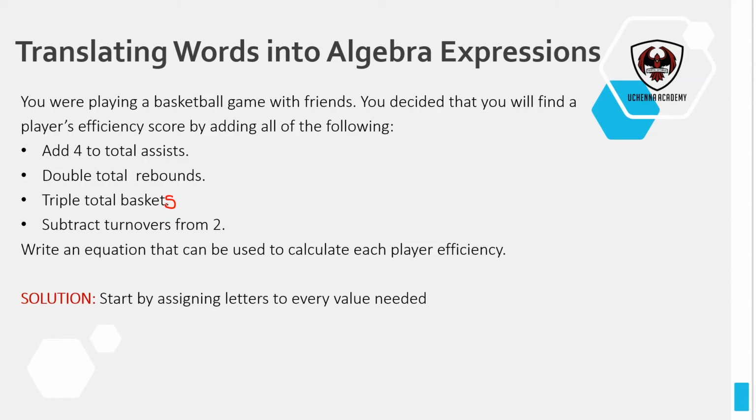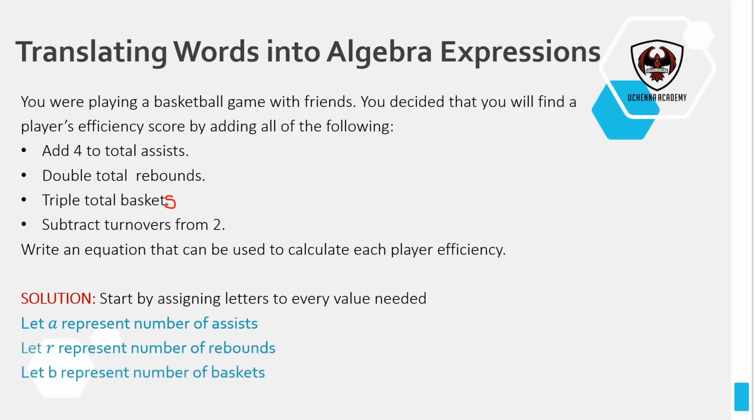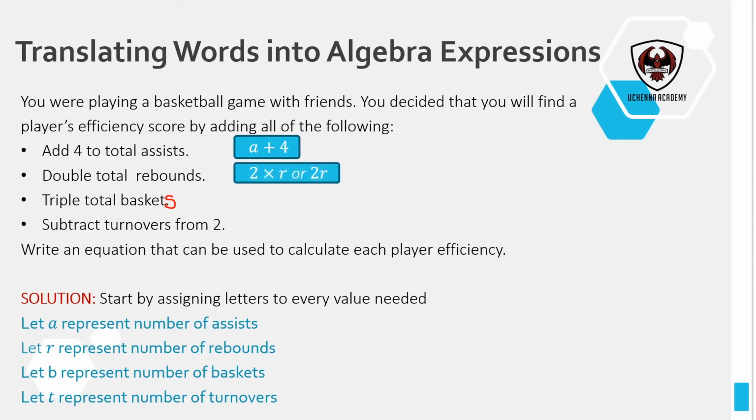So the solution is, first, we're going to start by assigning letters to every value that's needed. So A can represent assists. We'll need rebounds here. So R can represent number of rebounds. B can represent number of baskets, and T can represent number of turnovers. And now let's try and come up with a math expression for each one of these. So add 4 to total assists. A plus 4 can represent that since A is the number of assists. Double total number of rebounds could be 2 times R or simply 2R. Triple total baskets can be 3 times B or 3B. Subtract turnovers from 2 would be 2 minus T.